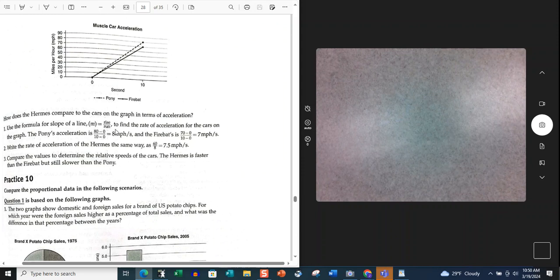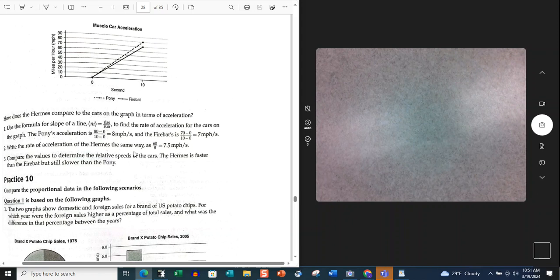M is equal to rise over run to find the rate of acceleration for the cars on the graph. The pony's acceleration is, now the pony, if you notice here, they use this point 0, 0, and then this point here, which is 80, 10. So they do 80 minus 0 over 10 minus 0, which is 8 miles per hour. And the Firebat is 70 minus 0 over 10 minus 0, which is 7 miles per hour per second.